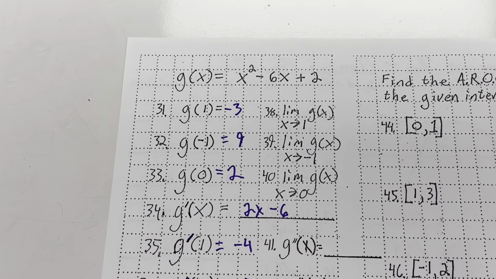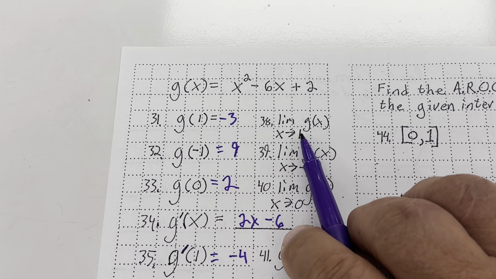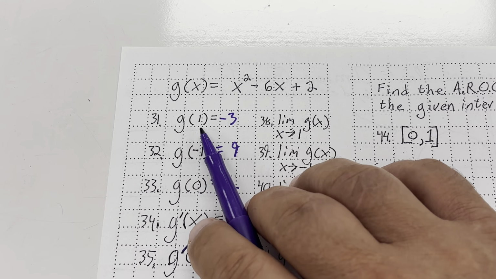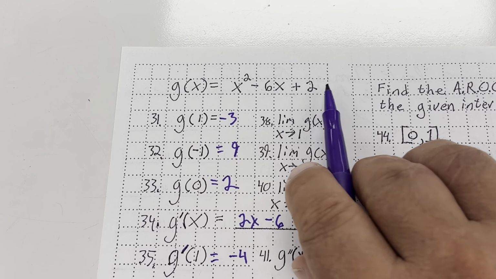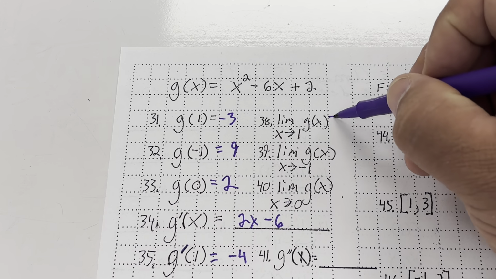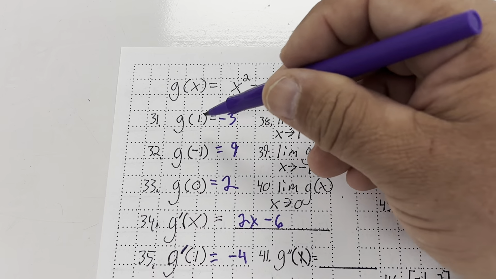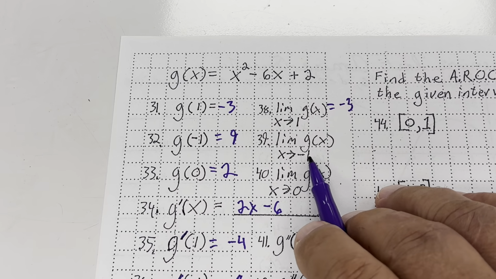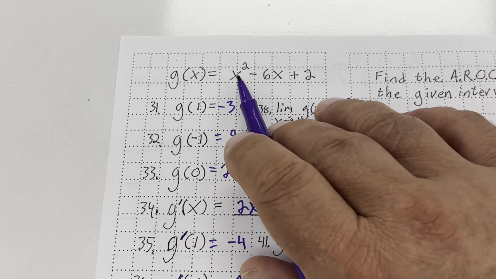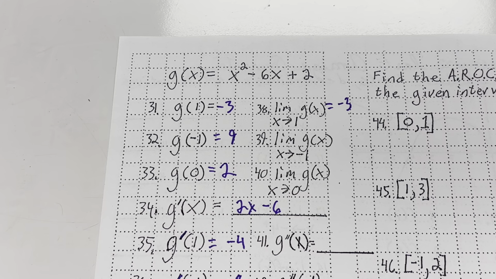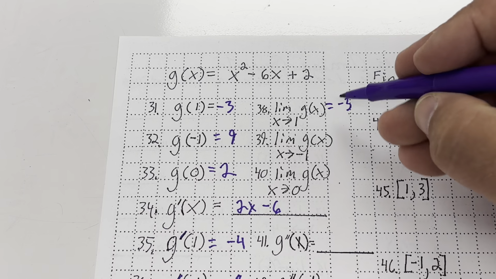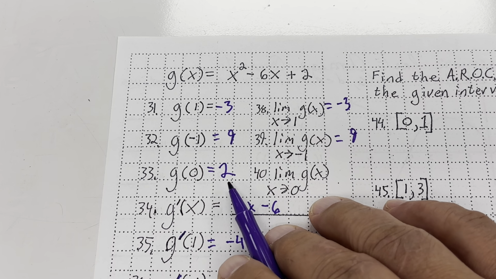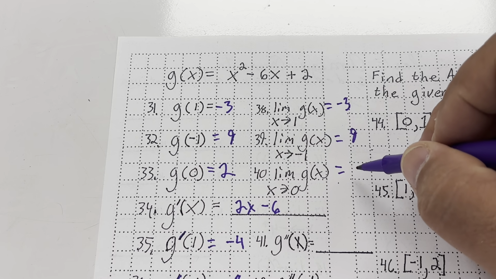Number 38, we're going to find the limit as x approaches 1. Now, all I really have to do is what I did over here, is plug that 1 in and that'll give me what it's approaching. And it's the same as g of 1, so it would be negative 3. The limit as x approaches negative 1. Again, we're expected to plug in negative 1 to the function, and that would generate a 9. Limit as x approaches 0 is the same as plugging in 0. That would equal 2.